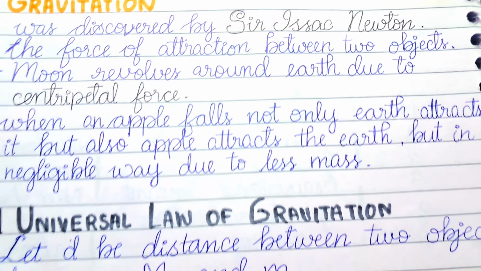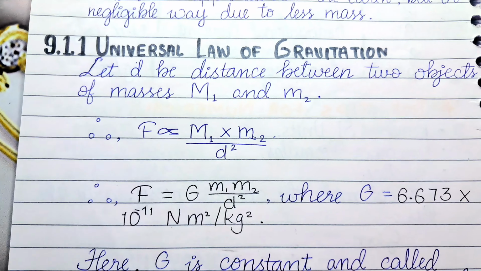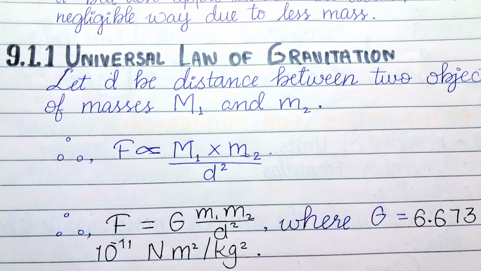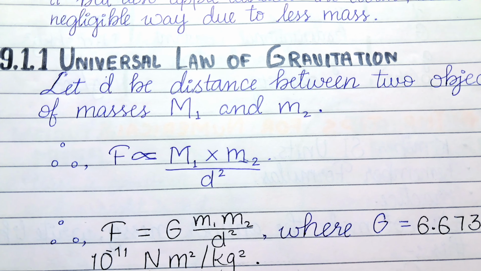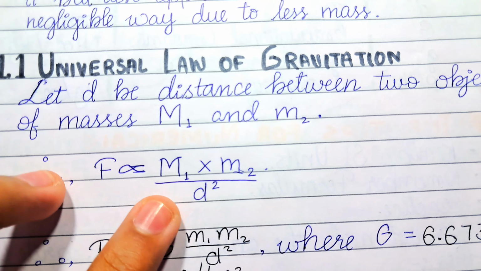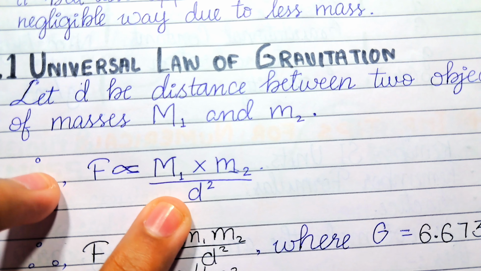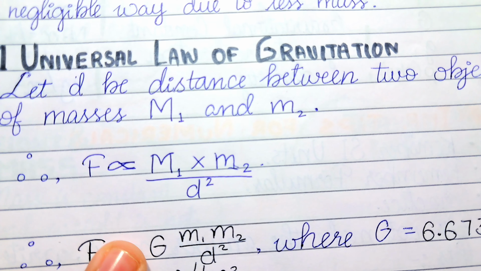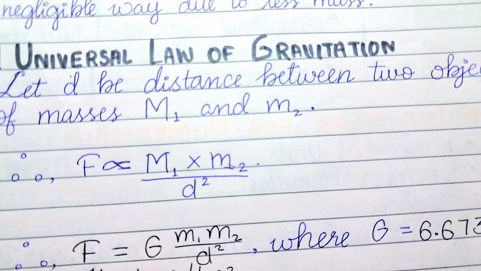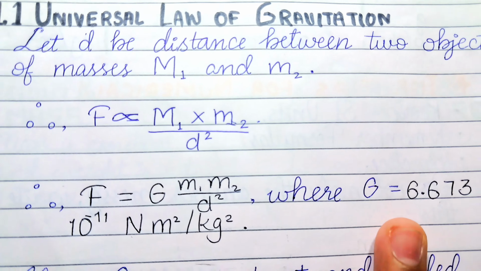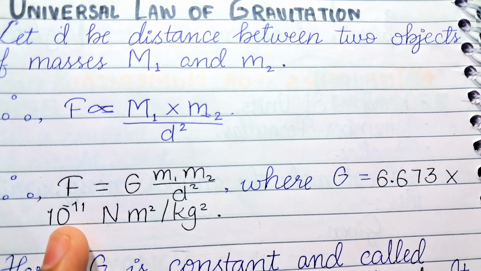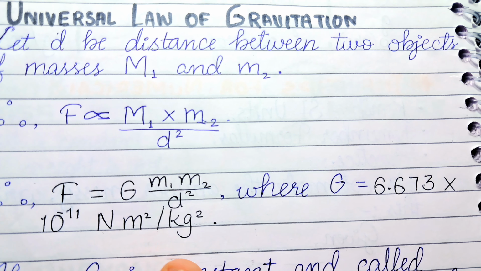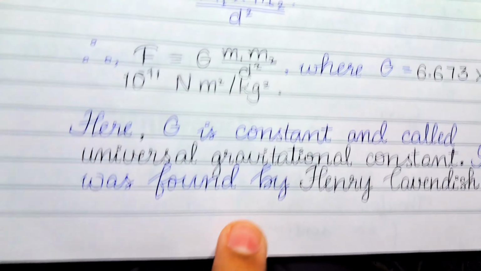When an object falls, not only does Earth attract it, but the apple also attracts Earth, though in a negligible way due to its less mass. The universal law of gravitation states that, let d be the distance between two objects of masses m1 and m2. So force becomes proportional to the product of both masses divided by distance squared. To make it constant, we add G, the gravitational constant, where G is equal to 6.673 multiplied by 10 raised to the power of minus 11 N m square divided by kg square.